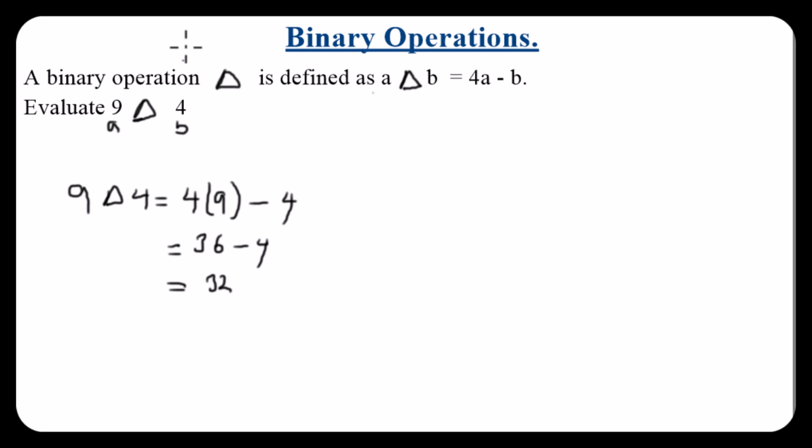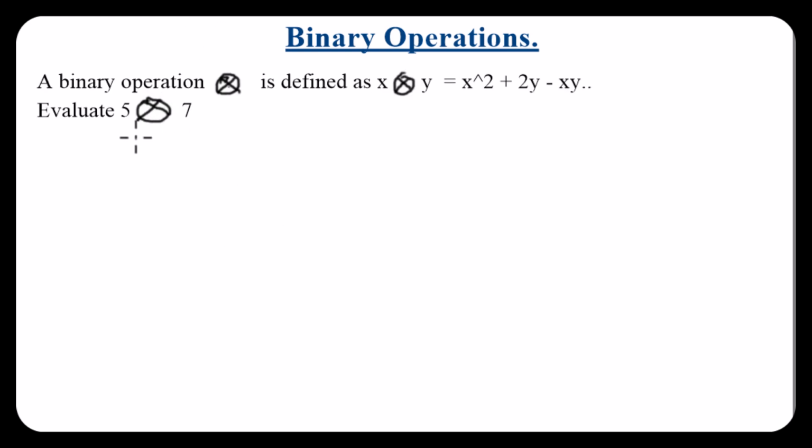All right, so let's take one last example so that we can call it a day on binary operations. We are told that a binary operation O times is defined as x O times y equal to x squared plus 2y minus xy. We have to evaluate 5 O times 7. Just like we did in the previous example, my x automatically becomes 5, while my y becomes 7, and then I have to follow this rule.